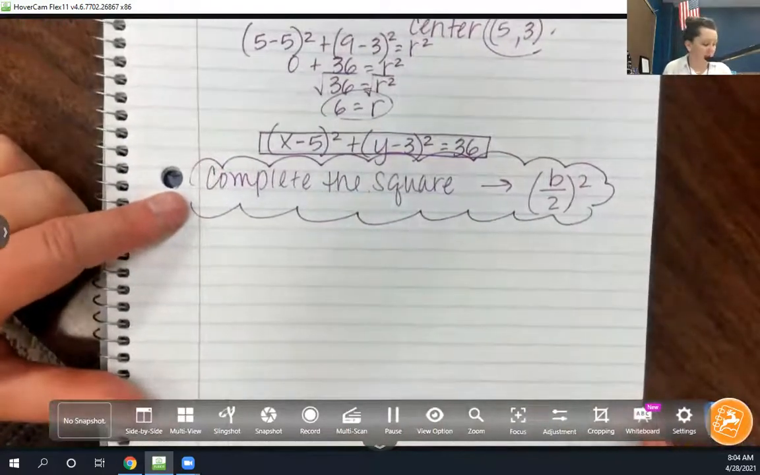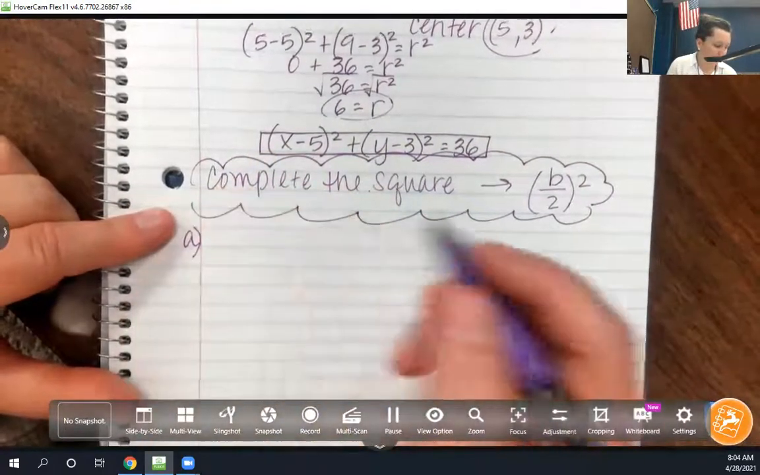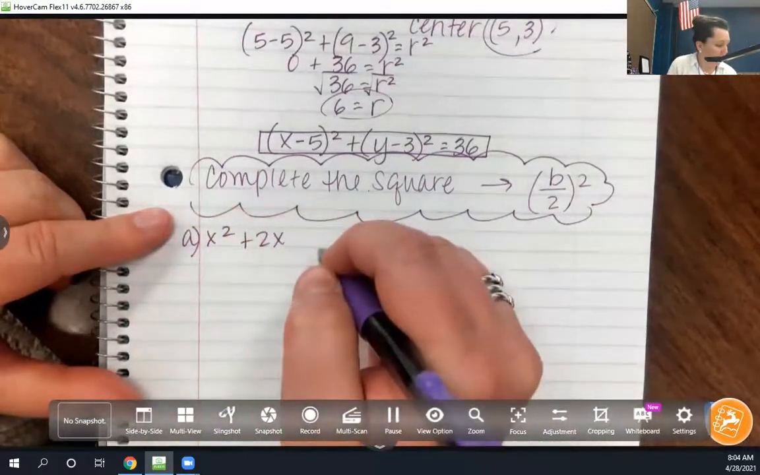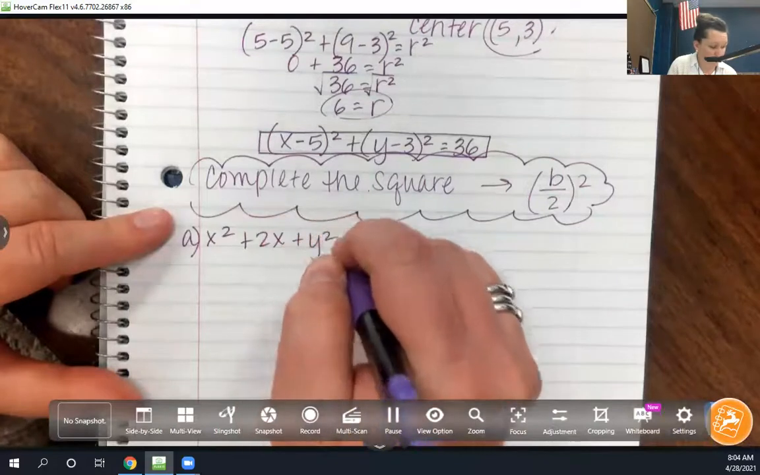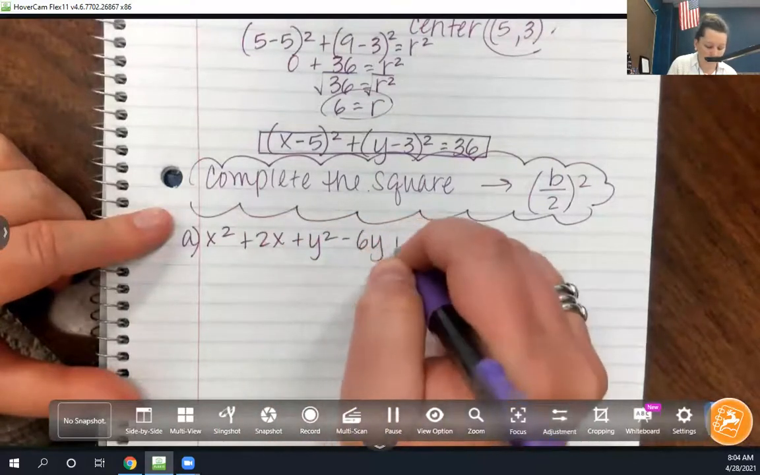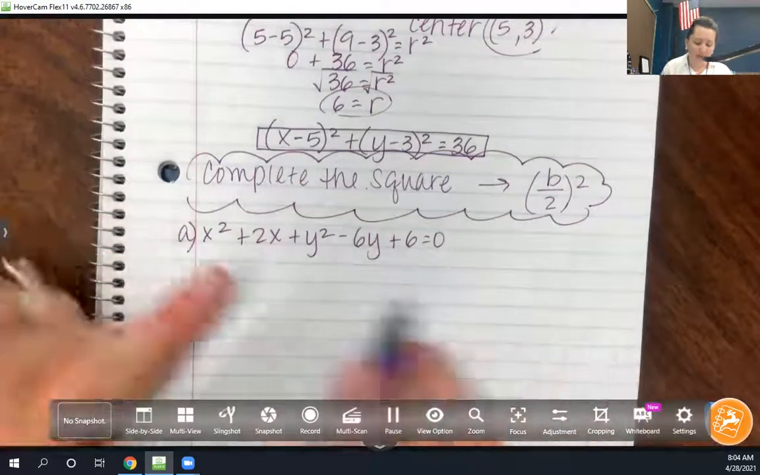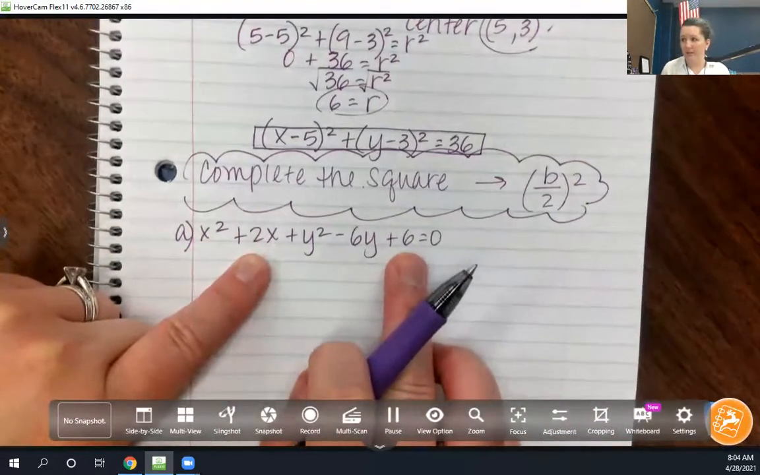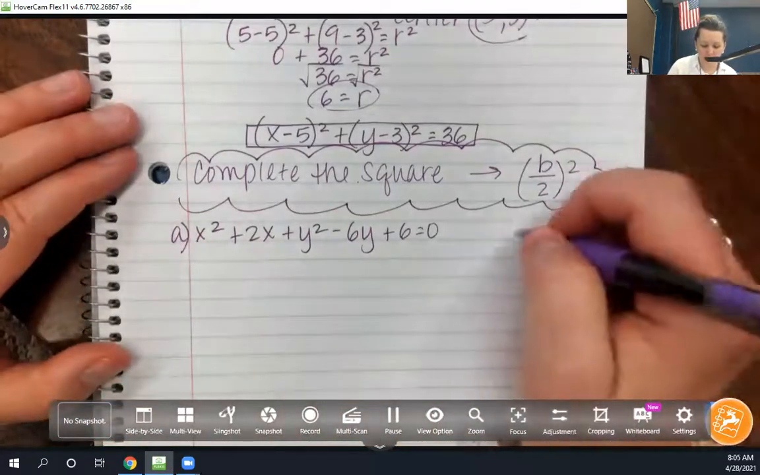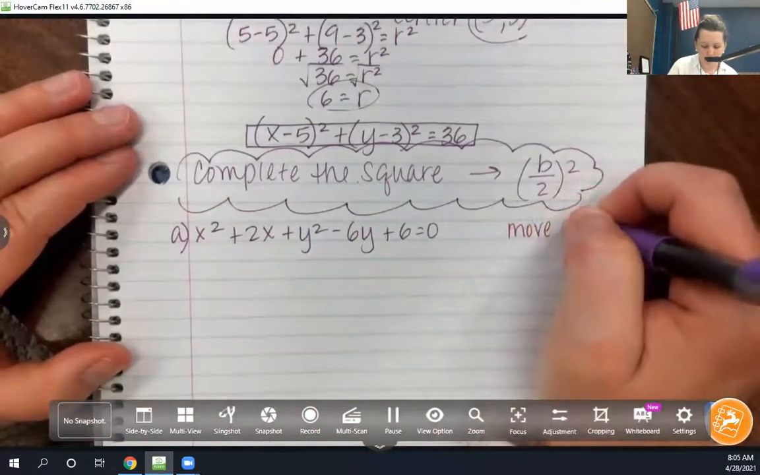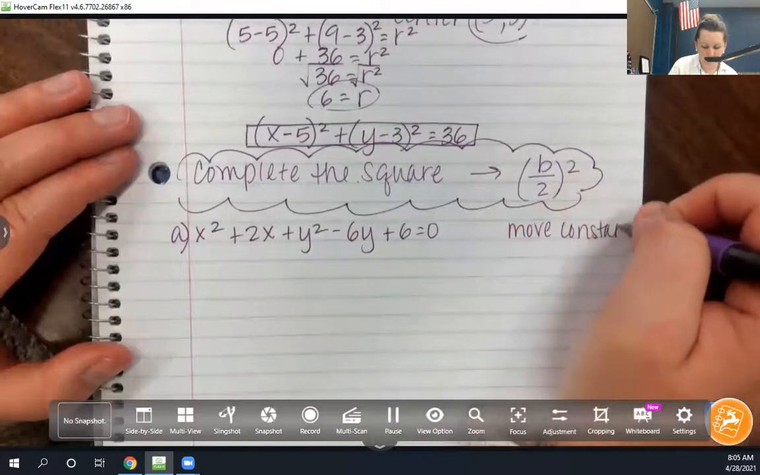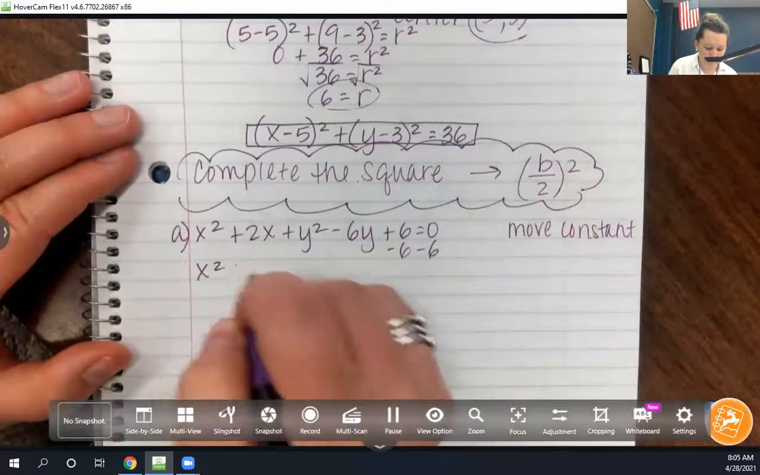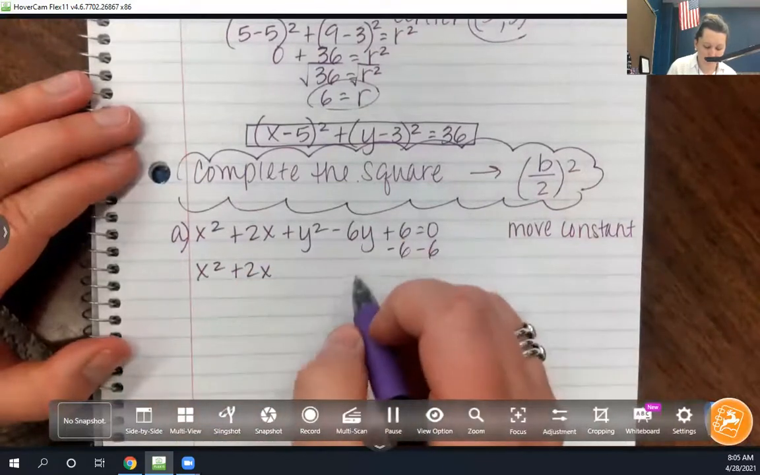So let's try this for letter A. We'll see how we can find the standard form of the equation given these values. So step 1, I want to get my constant on the other side. So I'm going to move this 6. I'm going to write that here. Move the constant as a little step. So we're going to subtract that here. It might take us some lines here to do all this work.